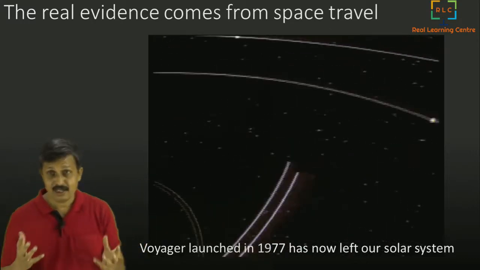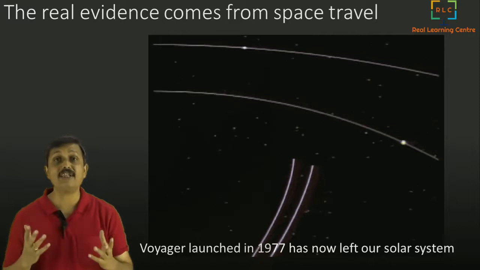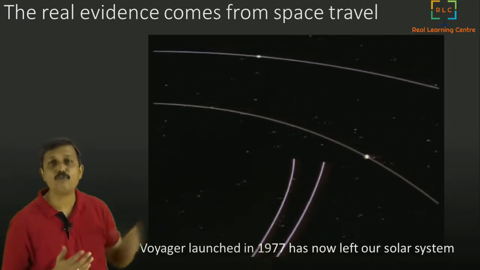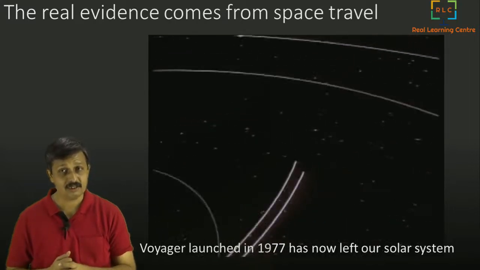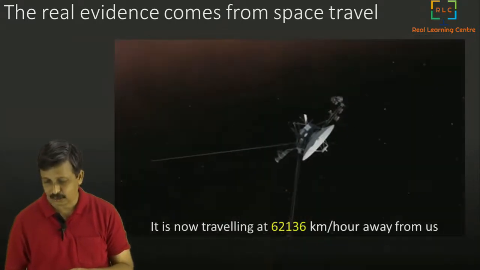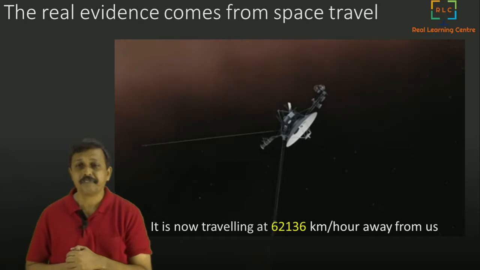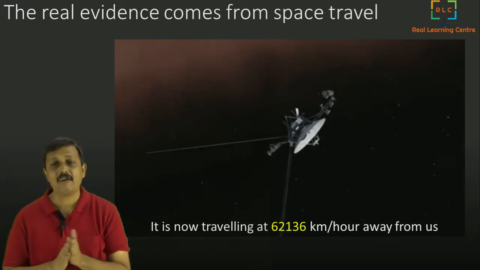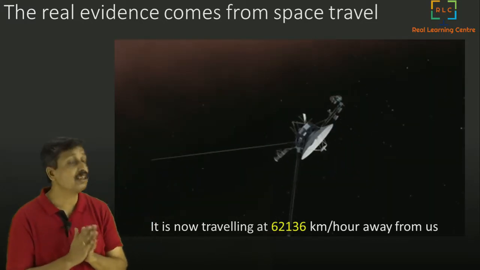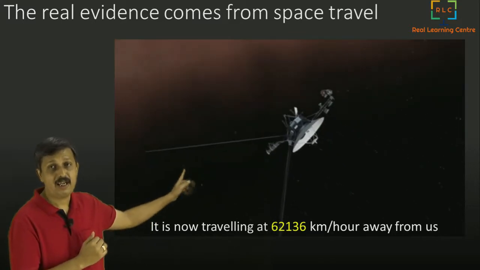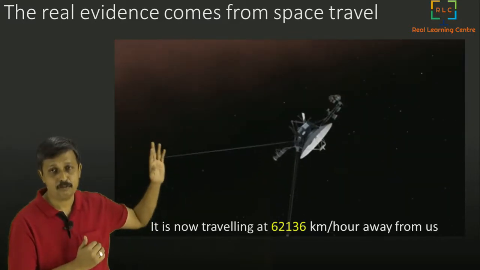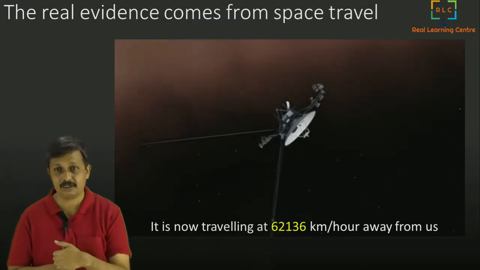Today we have very concrete evidence that things will keep on moving if there is no force acting on them. Space travel has told us that. Today it is moving at a speed of around 62,136 kilometers per hour. This is the speed with which it is moving, and it has gone beyond the solar system. Both of them, Voyager 1 and 2, have gone beyond the solar system.